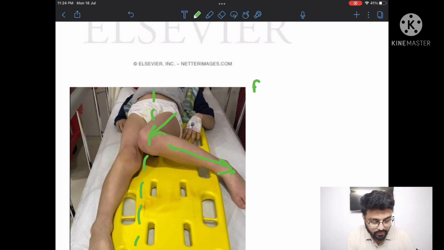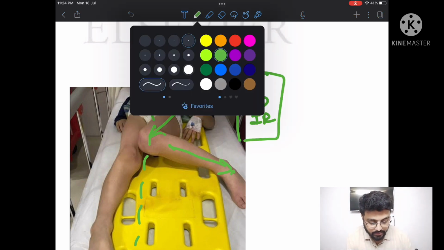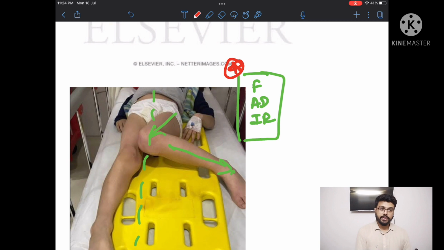Flexion, adduction, internal rotation. Very, very important. These 3 points, which are specific of posterior dislocation of hip, the attitude of the patient is flexion, adduction, and internal rotation. It should be remembered, and it is directly asked in the exam, in the questions. Okay, that patient comes to the casualty. You notice that the limb is in flexion, adduction, and internal rotation. So what could be the diagnosis? Okay, and a very important point, it should be remembered.